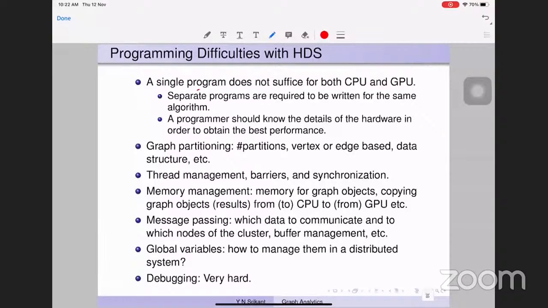So a single program does not suffice for both CPU and GPU. They require different types of separate programs. And then the programmers must know all the details, as I already told you. Then there is graph partitioning. Then you have lots of parallel threads running, so thread management is needed. Then you have memory for graph objects, copying graphs from one machine to another machine, etc. Then you have to pass messages between machines. Then, of course, global variables is always an issue, and debugging such programs is a horrendous job.